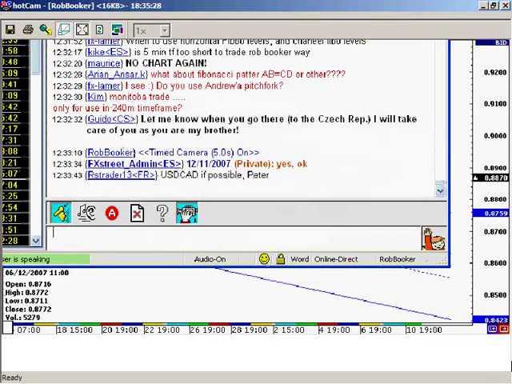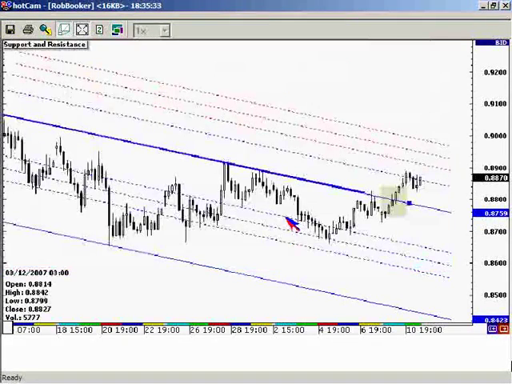Dollar CAD if possible, says Peter. Sure, we could look at the dollar CAD. Do I use Andrew's pitchfork? Nope. I don't use Andrew's pitchfork, but I studied it extensively. I bought this crazy book, and I looked at it, and I thought it was interesting.